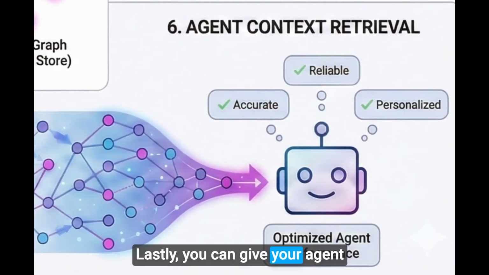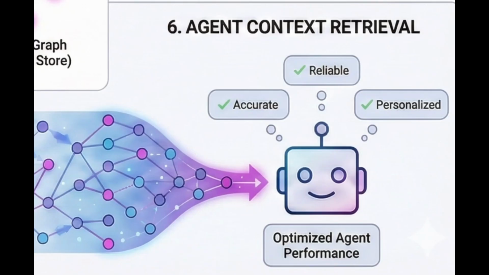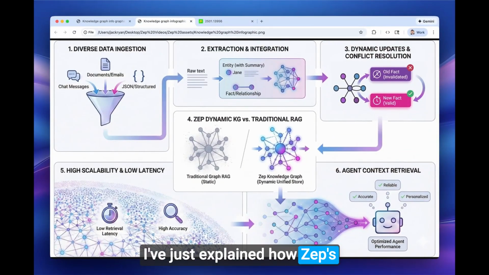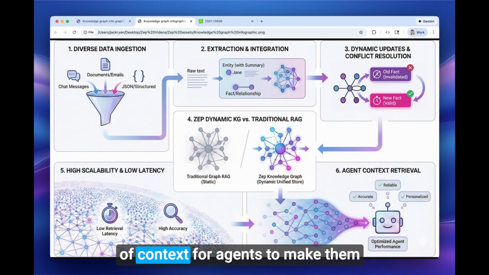Lastly, you can give your agent access to the context in the knowledge graph through ZEP's easy-to-use context retrieval and assembly methods to make your agent more accurate, reliable, and personalized. I've just explained how ZEP's knowledge graphs provide a unified, dynamic, long-term store of context for agents to make them more personalized and reliable.